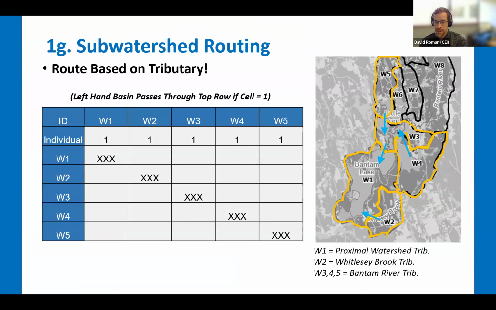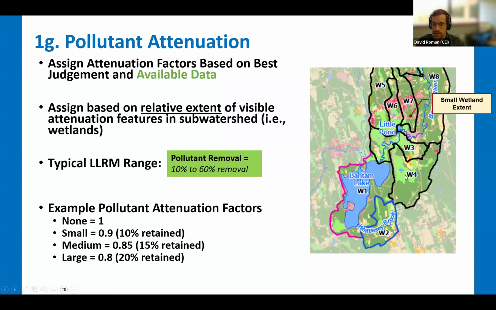So in this case, wetlands would be classified as this light green color. W7 has very few wetlands, so we give that a small attenuation factor. W4 has a bit more, so maybe we call that medium. And then W3 is mostly all wetlands, so we give that a larger extent.